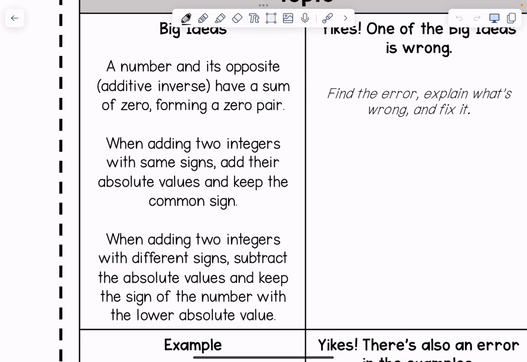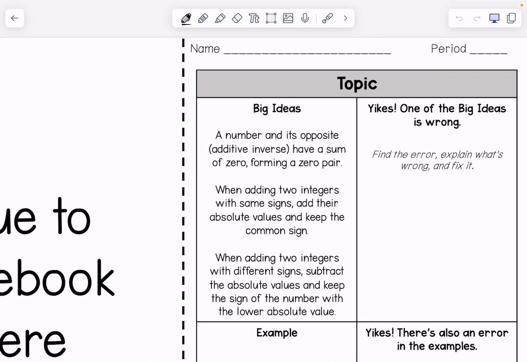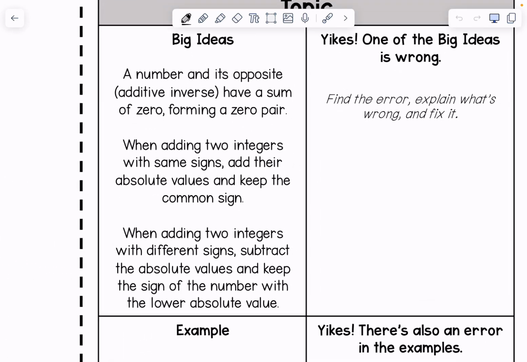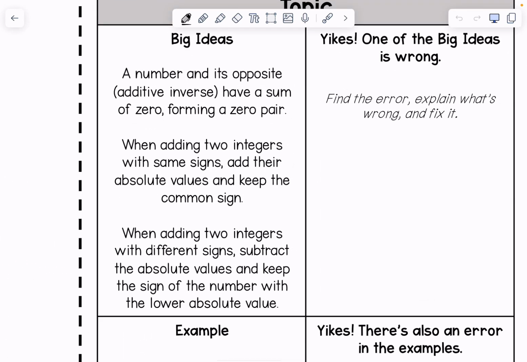So when we look at these big ideas for adding integers, a number and its opposite have a sum of 0, forming a 0 pair. And so notice that when it says opposite, it also says additive inverse. So those mean the same thing.